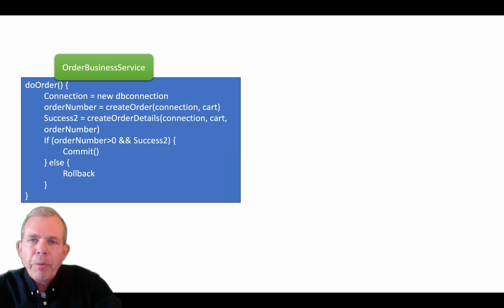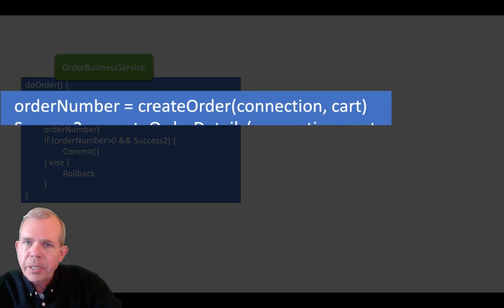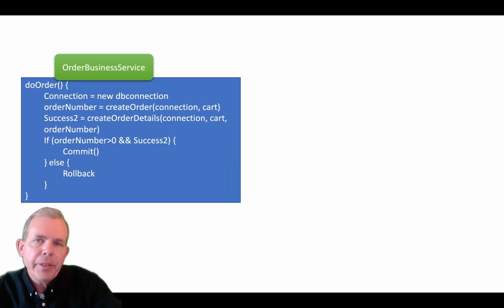So first of all, we want to connect to the database and see if that's successful. If it is, then we are going to create a new order. And we are going to send that function two parameters. We're going to say, here's the connection to our database, and here is the cart. Now the reason why we pass on the connection to the database is because we want to keep the same connection open for this whole series of transactions.